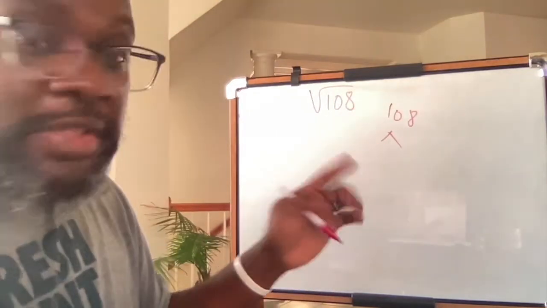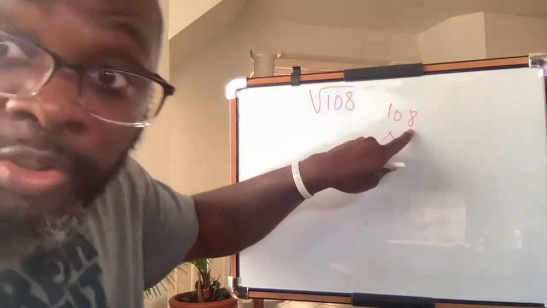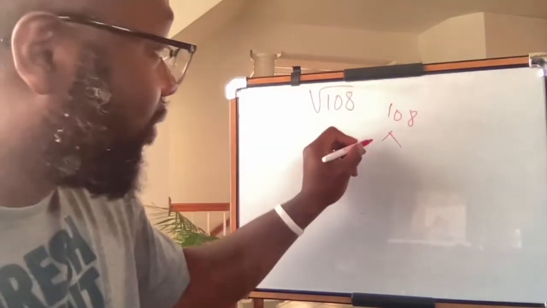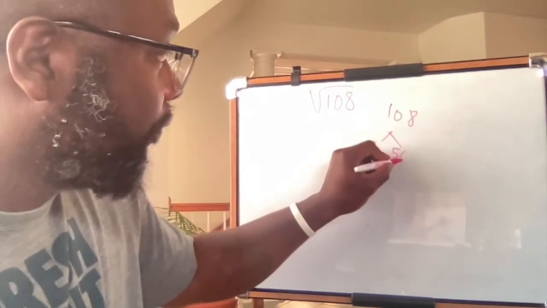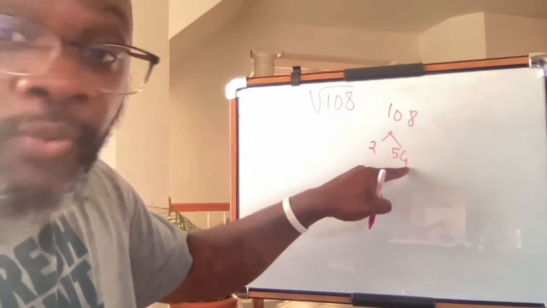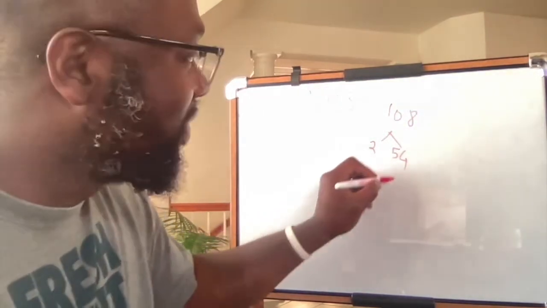You can kind of cheat, because look, 108 ends with an 8. 8 is a multiple of 2, so this number can be divided by 2. When I divide 108 by 2, I get 54. Once again, 54 ends with a 4, so I can divide it by 2, because 4 is a multiple of 2. So that gives you what?